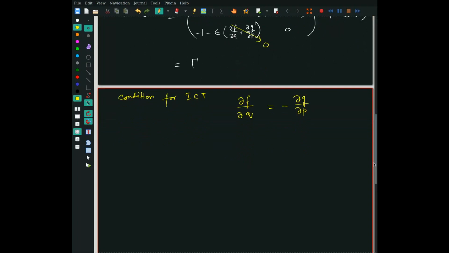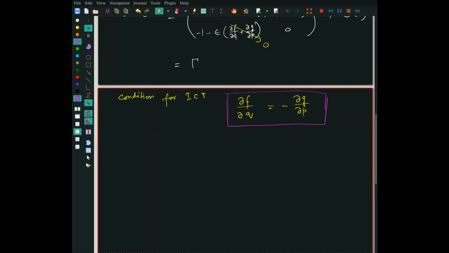Now, this will be true if f and g can be written as, perhaps you have seen this type of condition before. Okay? These are the conditions for something total in the context of total differential. You have seen this type of condition.